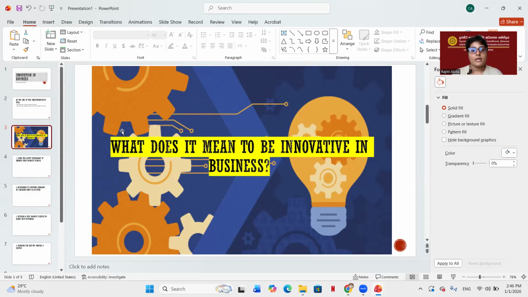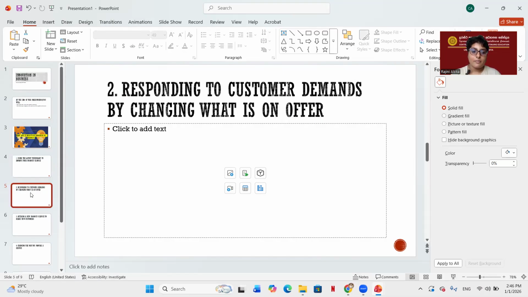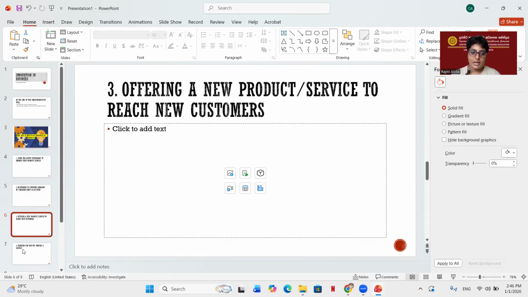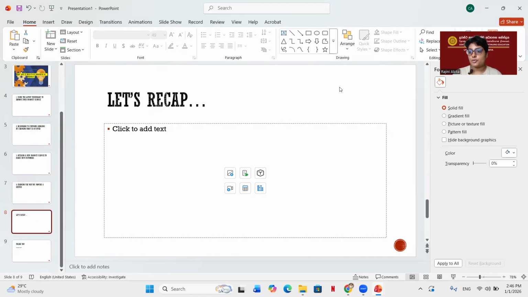Today we are going to talk about 4 ways we can be innovative when it comes to a business. The first is this, and we go one by one, give examples, and talk about them in detail. Moving on to the next topic, and finally the fourth topic. So let's recap. In conclusion, innovation in business is this, and these are 4 ways that we can be innovative in a business.